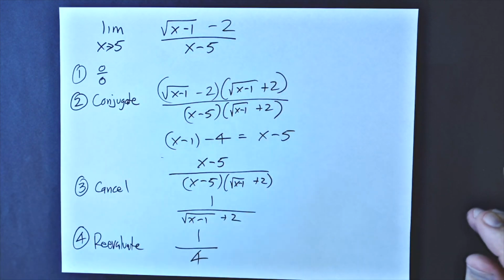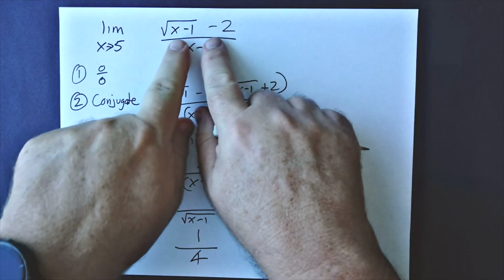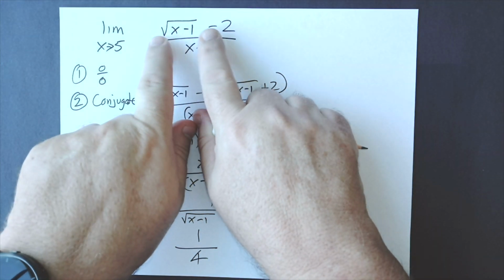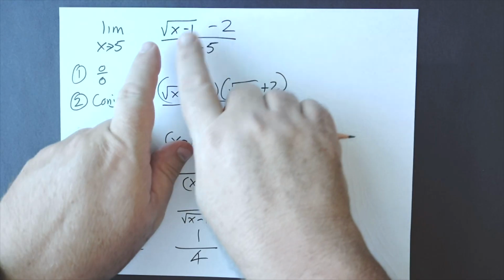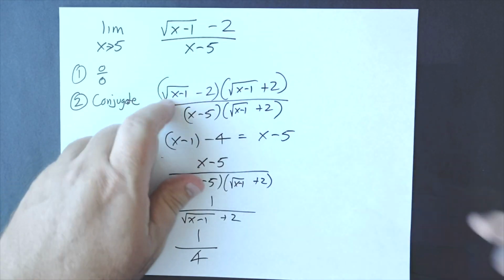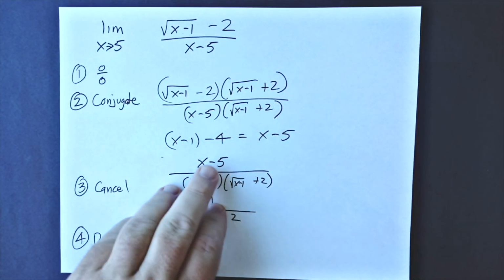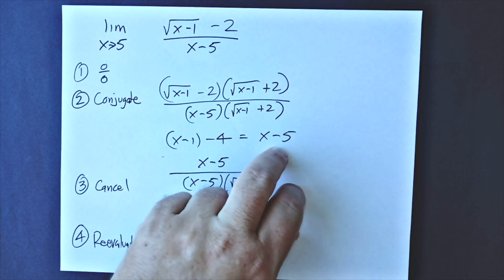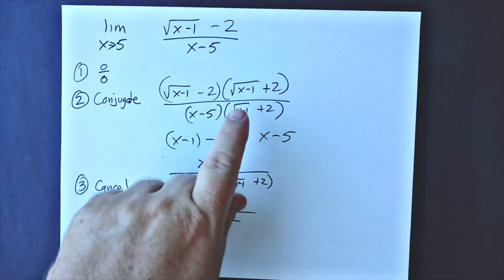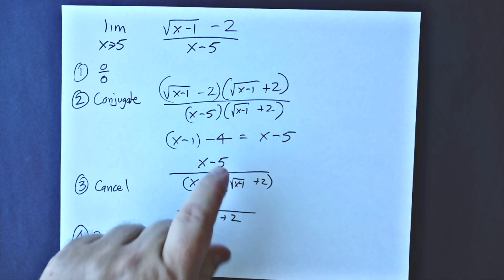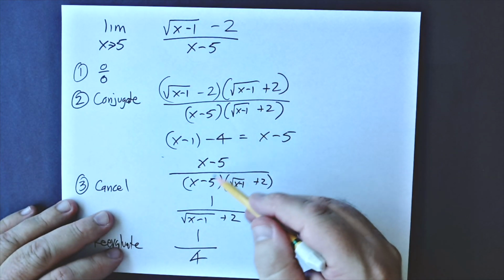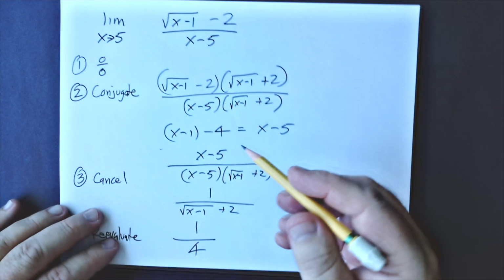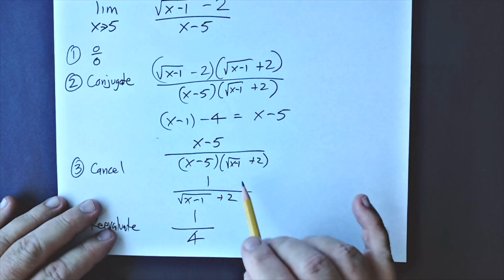Can't factor, so we're going to do the conjugate. Here's what I'm multiplying the conjugate by. So this is the part I'm going to deal with. Leave the denominator alone. And so then I do that, and my numerator turns into x minus 5 after I do my FOIL. Notice I didn't do anything to the bottom. I'm just dragging it down because these are going to cancel, right? Just leave it alone. And when I cancel, I get this.